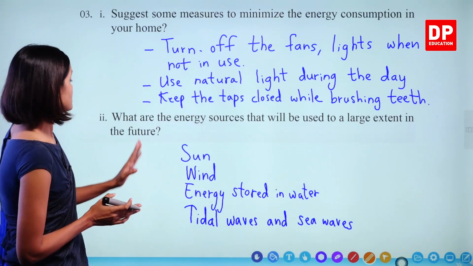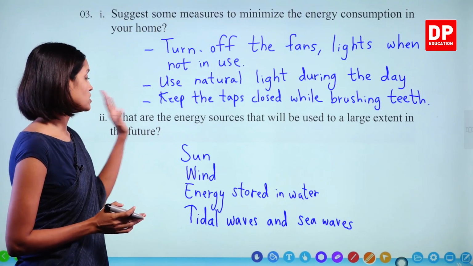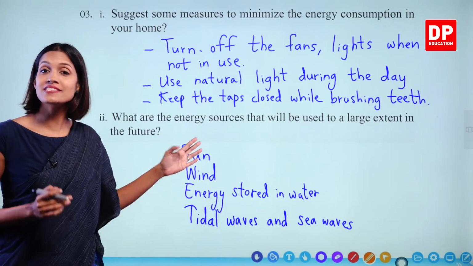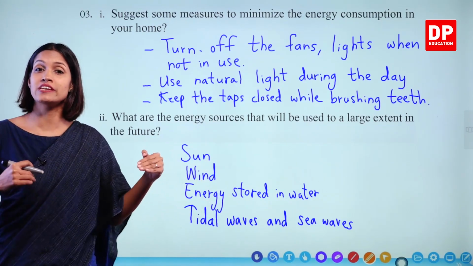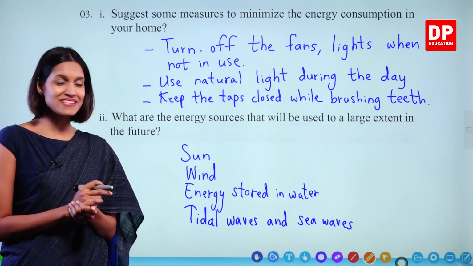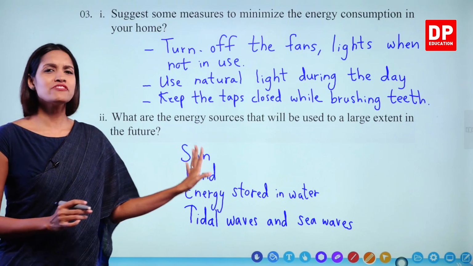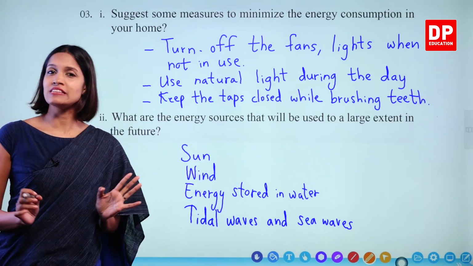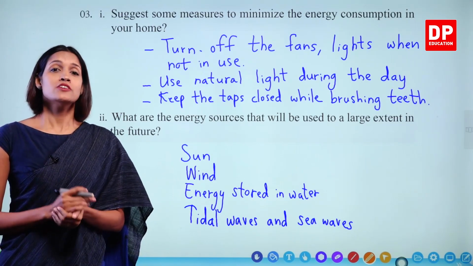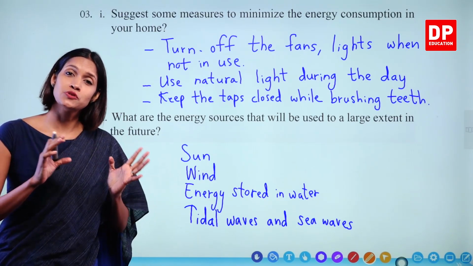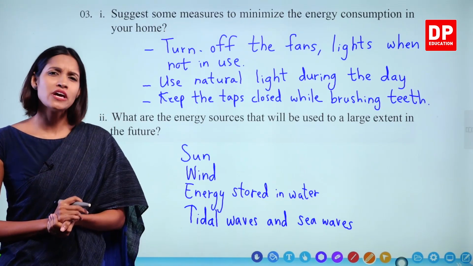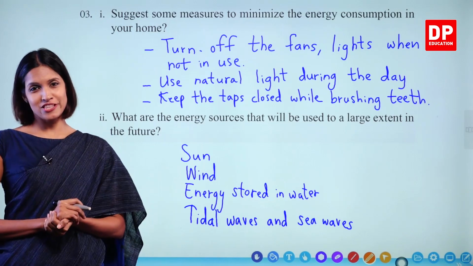Okay, children? Sun, wind, energy stored in water, tidal waves and sea waves, they all are considered as renewable energy sources, or the energy sources that we can obtain again and again. Okay, children? Right. So now we have completed the exercise given in the textbook. But I have another set of questions so that you all can practice what you have learned better by answering those questions as well. So we are going to do some additional exercises now.